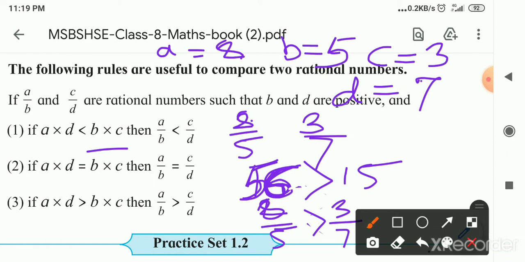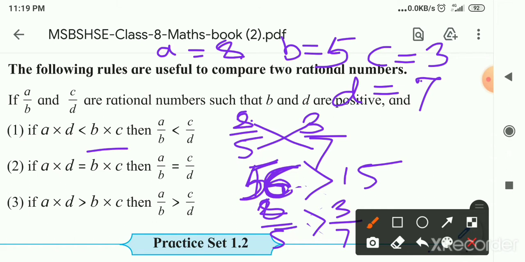In this way, from these two examples, what did you understand? Whichever fractions they give, multiply the first number's numerator and the second number's denominator. Then, as the second step, multiply the second number's numerator and the first number's denominator, and whichever multiplication is greater, that fraction is the greater one.